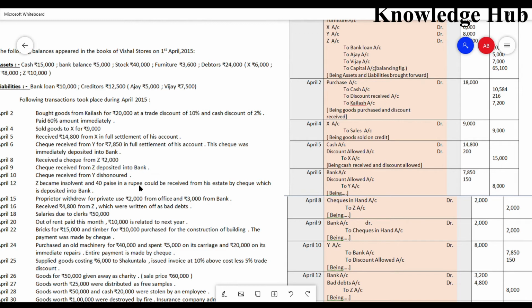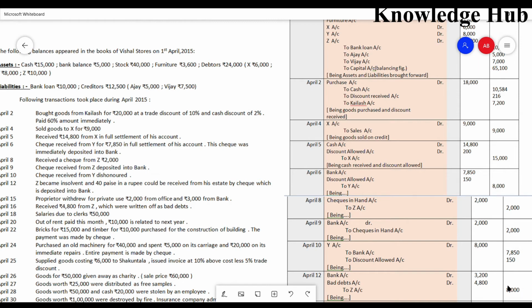So we are going to debit bank account because we are receiving a check. Being a real account, what comes in must be debited. But the amount is only 40% of the 8,000 rupees which we were supposed to receive. So 40% of 8,000 becomes 3,200. So we are debiting bank account with 3,200 rupees. And we will settle Z's account now because nothing else can be received from him. So we need to close his account.